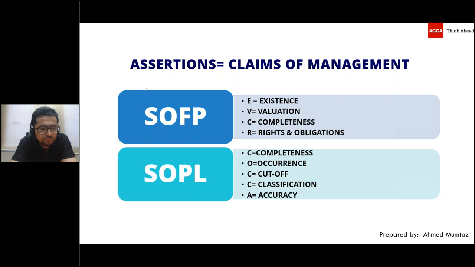Okay, that's great, Patel. Ali Heather has raised a question. Are we supposed to confirm the assertions made by the management?